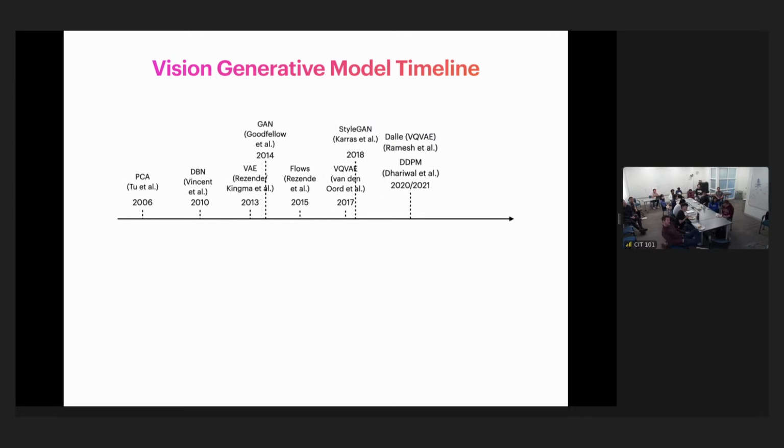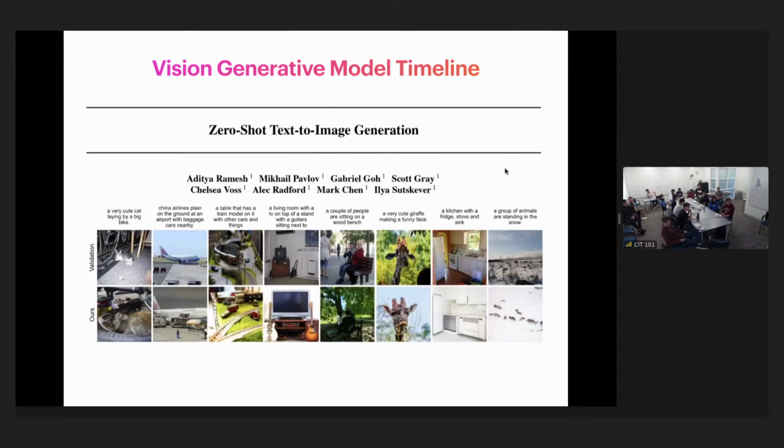And then, at the same time, or slightly after that, OpenAI released the first version of DALL-E, which uses a VQ-VAE and CLIP representations, and they could pretty much do zero-shot text-to-image generation.